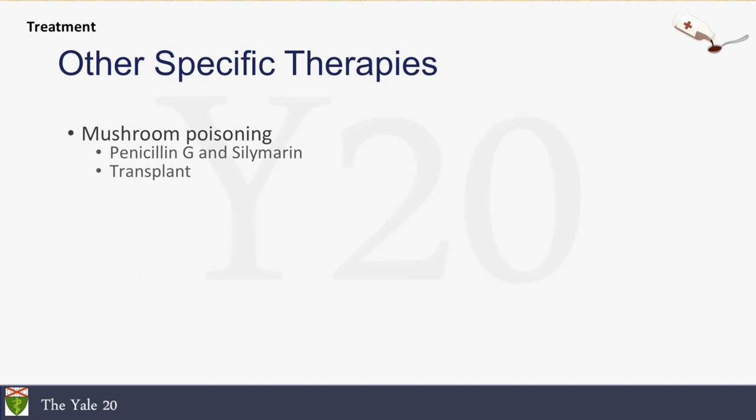For amatoxin poisoning, the most common type of mushroom poisoning, the specific antidote is silibinin. The IV form of silibinin is not currently available in the United States. An oral form, called silymarin, may be obtained. Silymarin is a dietary supplement found in health food stores as an extract from milk thistle.